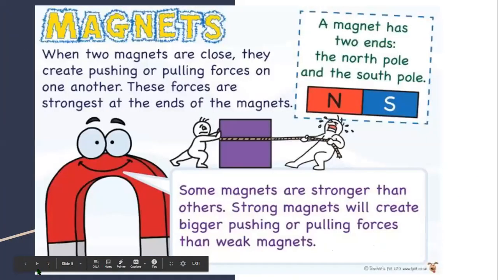Okay, so this is just a visual I found that I thought might be helpful. I just want to read what's here first. A magnet has two ends, the North Pole and the South Pole. The N is for north and the S is for south. When two magnets are close, they create pushing or pulling forces on one another. These forces are strongest at the ends of the magnets. Right here, you see this character is pushing and this one is pulling.